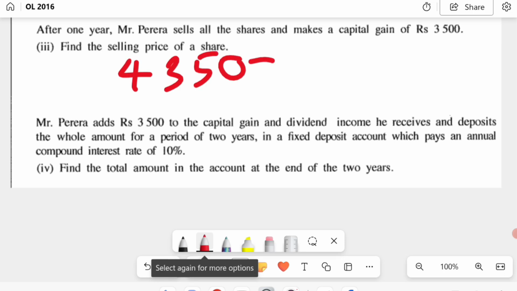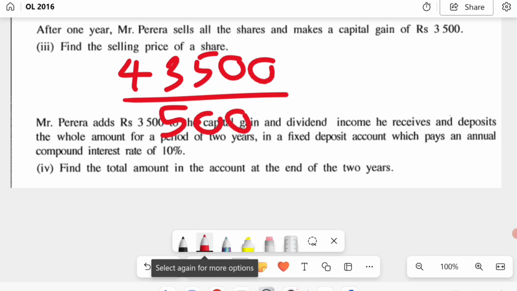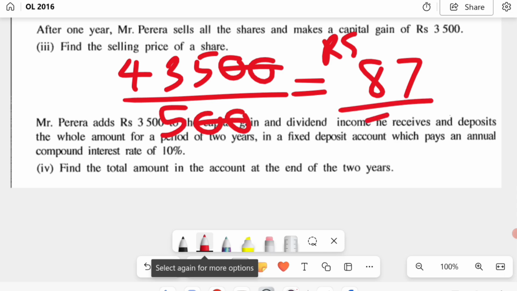43,500 is the total selling price. We have to divide by the number of shares to obtain the selling price of a share. Then we can cancel out 2 zeros. 43 divided by 5 is 8, 3 remaining. 35 divided by 5 is 7. 87 rupees. It is the selling price of a share.